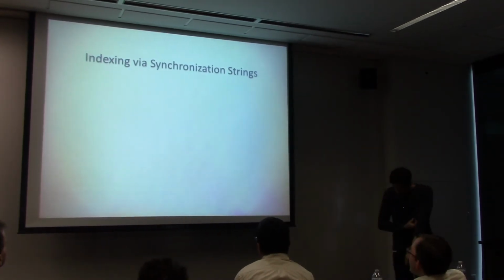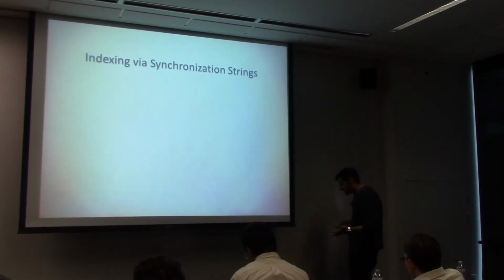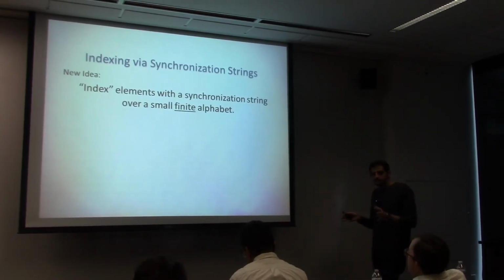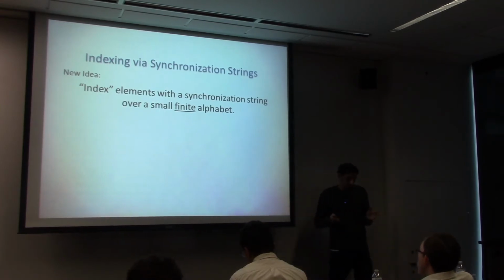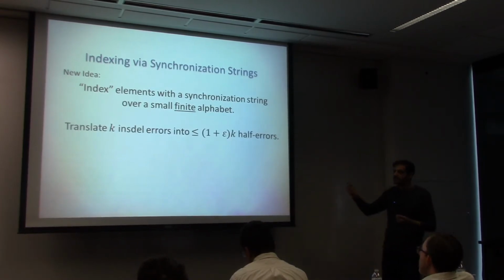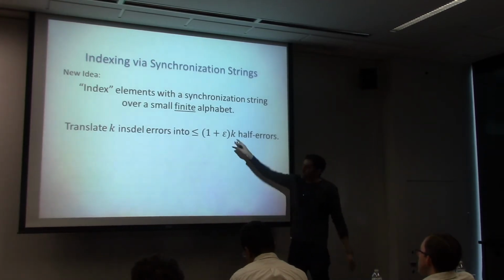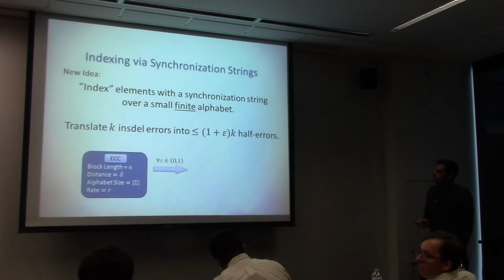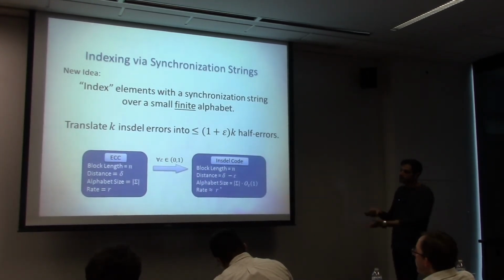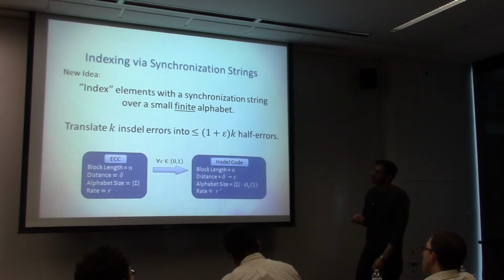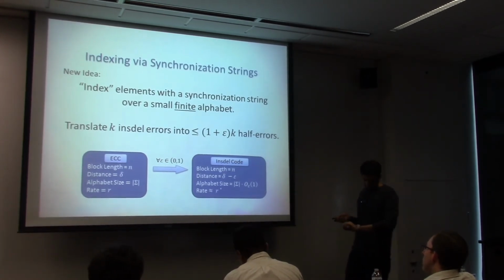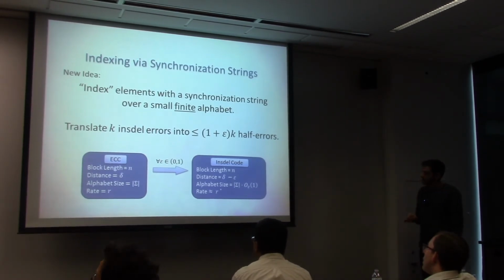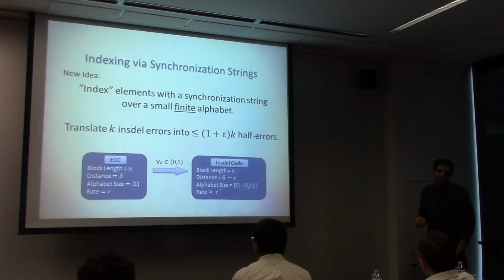So the idea of synchronization strings is to, instead of using this trivial string of 1, 2, 3, 4, 5, use a string over some finite alphabet. So that would give us pretty much the same guarantee: translate k insertions and deletions into almost k half errors, just some extra additive errors. And I guess we can agree that this would give us the conversion that we need. Now, I have around 8 minutes, and I'm going to use those 8 minutes to introduce these synchronization strings and say how they work.